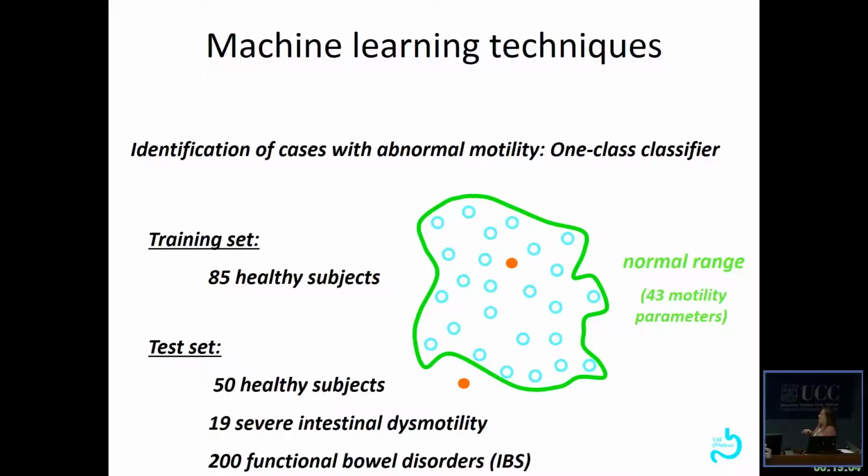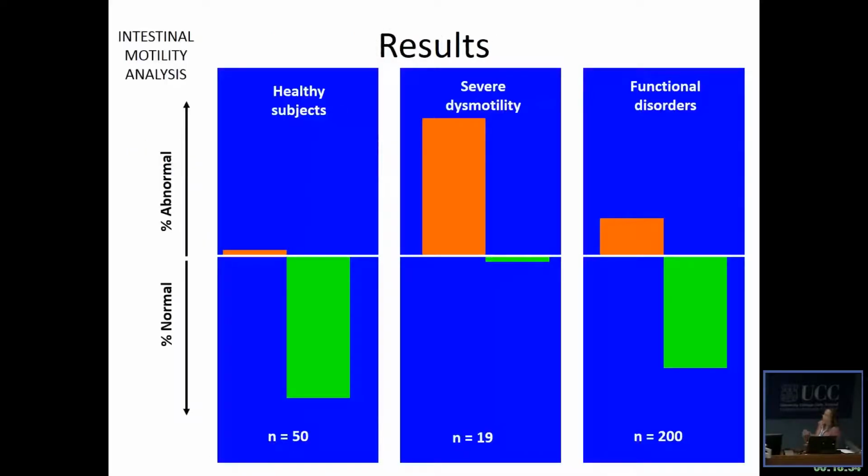When you test, the individuals you test are the test set. So here we tested 50 more healthy subjects that the computer had never seen, 19 severe intestinal dysmotility patients diagnosed by the gold standard, intestinal manometry, and 200 functional bowel disorder patients, mainly IBS patients. I put together several papers here that have been published in the last years. So these are the results in these groups.